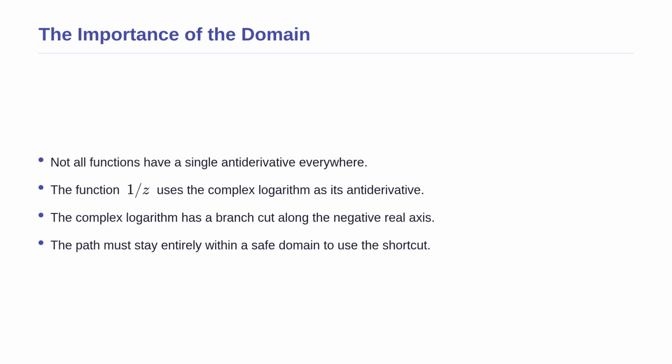However, we must be extremely careful because this function has a branch cut, which is a line where the function suddenly breaks and is no longer continuous. For the principal logarithm, this dangerous break happens along the negative real axis. To use our shortcut, our path must stay entirely within a safe domain that avoids this cut.